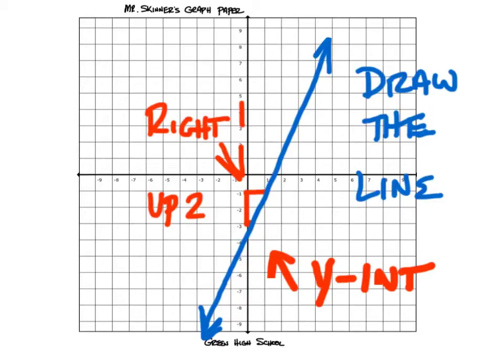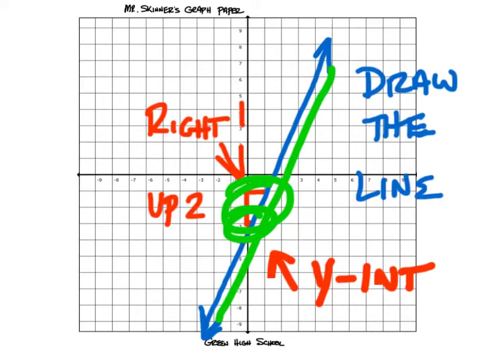Your line must go all the way through the graph, and you must have arrows at either end of the line. So here are the things I'm looking for. I'm looking for the right y-intercept, the right slope, whether or not your line is straight, whether or not it goes all the way through the graph, and whether or not you have arrows on either end of the line.